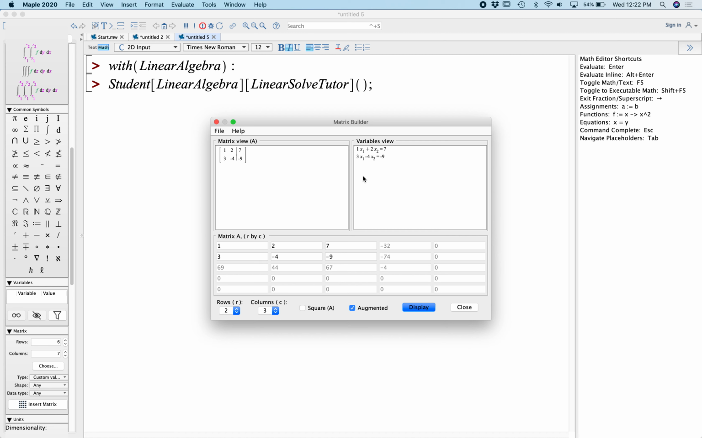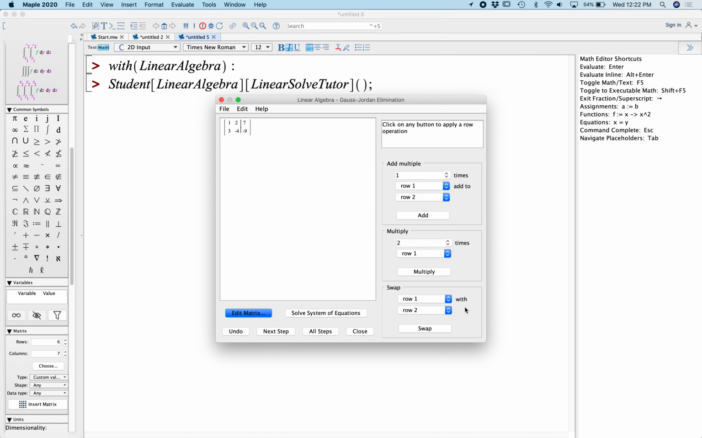Again, our system is x1 + 2x2 = 7 and 3x1 - 4x2 = -9. In terms of solving, we'll close this out, and we have this developed matrix set up. You can click all steps, but I'll just take next step, and we have the reduced echelon form over here.